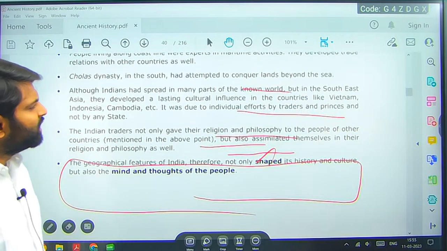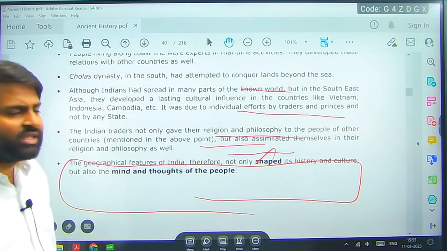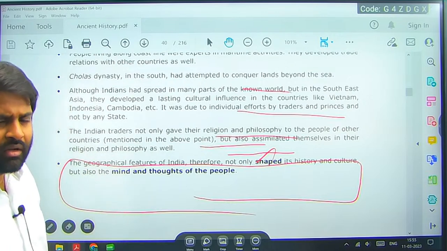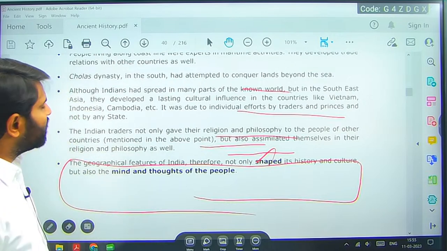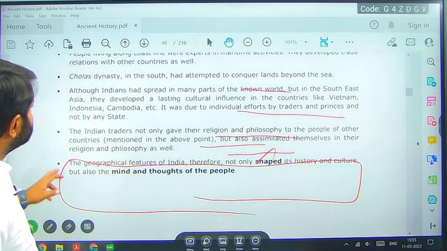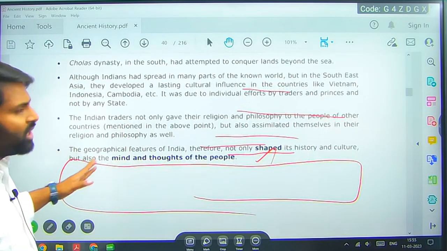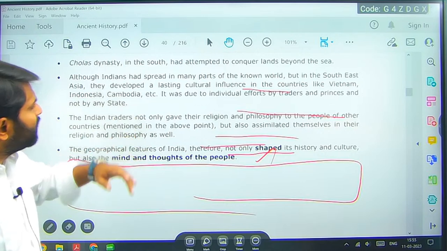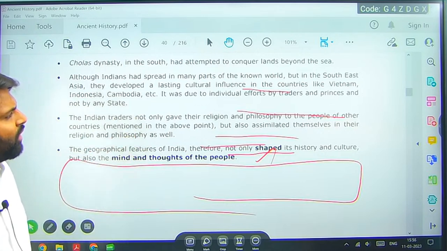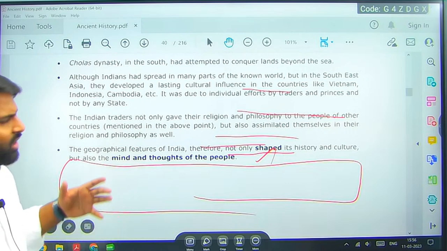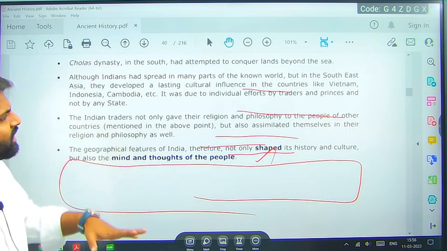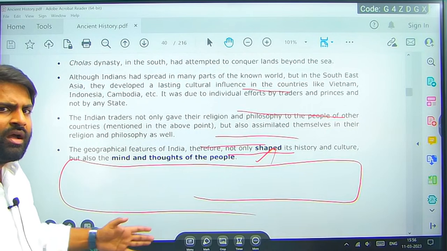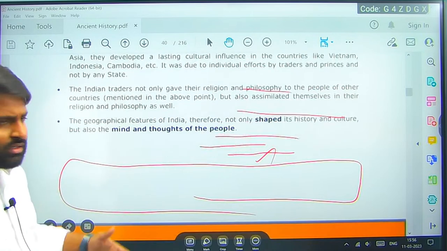The Chola dynasty in the south attempted to conquer lands beyond the sea. They went to Malaysia, Singapore, Cambodia, Vietnam, those regions. Cholas, the great Cholas, Rajaraja Chola. Although Indians had spread to many parts of the known world, in Southeast Asia they developed a lasting cultural influence on countries like Vietnam, Indonesia, Cambodia, etc., because of the individual efforts of the traders and princes of that particular time, as I said, the Cholas. Right?